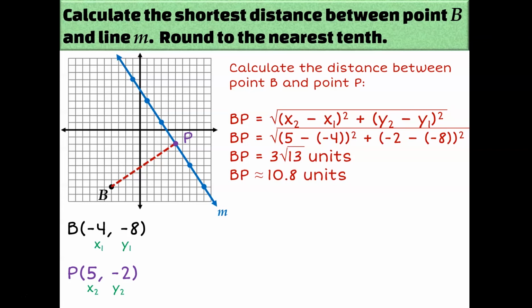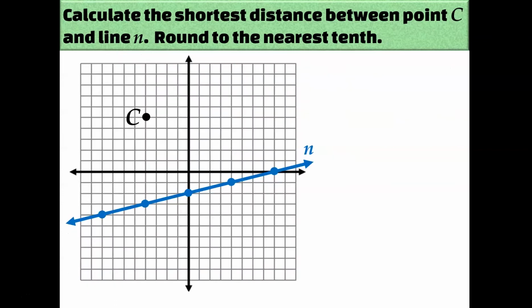So the first two examples that we've done have been a little bit easier because they intersected at an identifiable point on the given line. That will not always be the case. Let me show you an example. Here we have point C and line N. The slope of line N is 1/4, which means I need to travel from point C to line N in a direction of -4 for my slope, because -4 is the opposite reciprocal of 1/4.